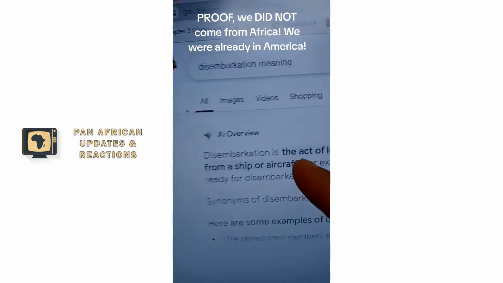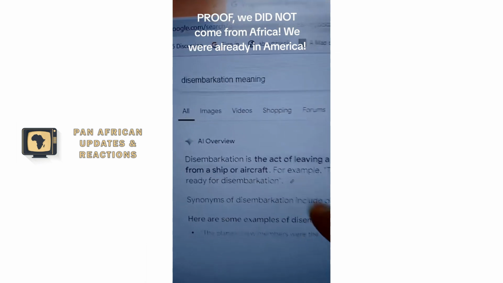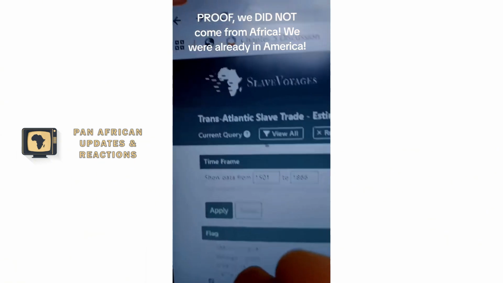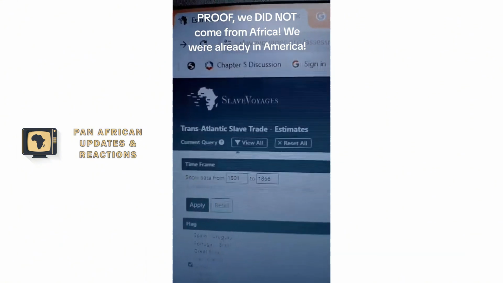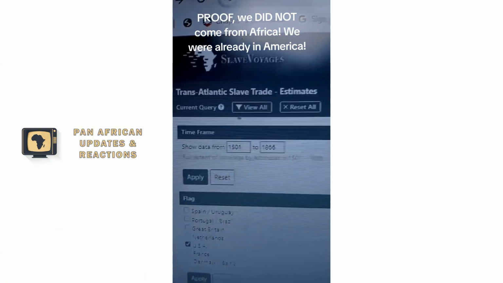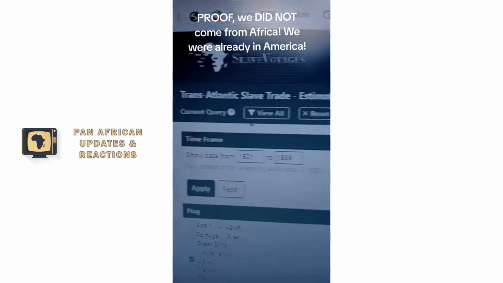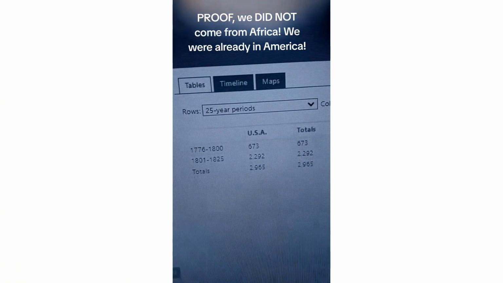And the word disembarkation means the act of leaving a ship or aircraft or removing goods from a ship or aircraft. The year range we have selected is 1501 to 1866, and we can clearly see when slavery actually started. A lot of people believe it's 1619, but I brought it back to 1501 just to be safe. And here is the results. No, here are the results.